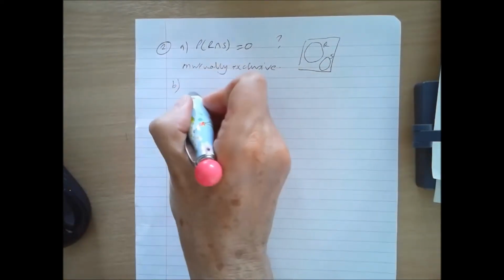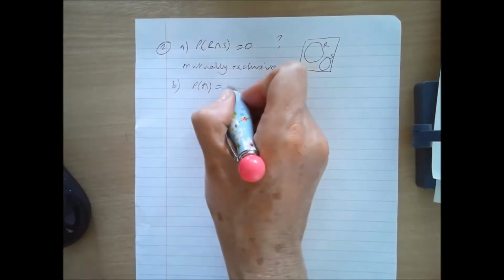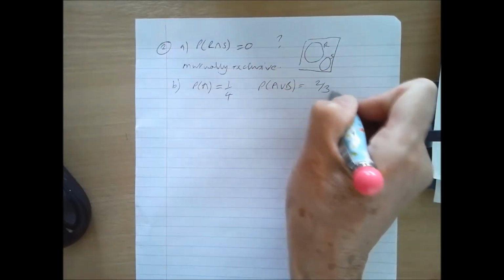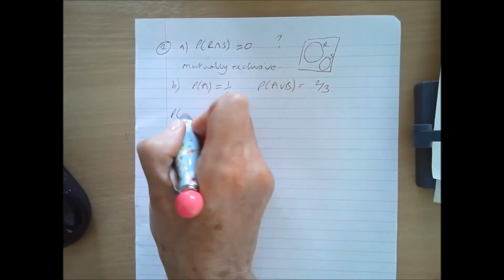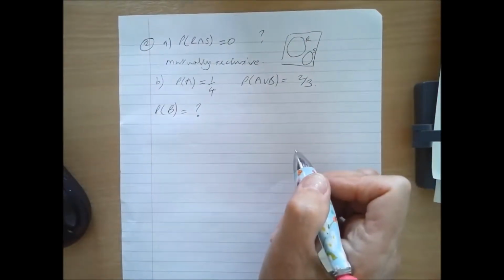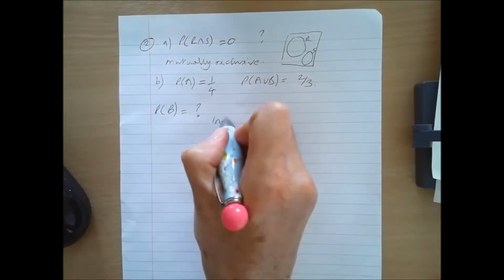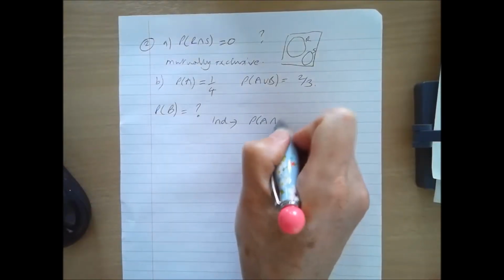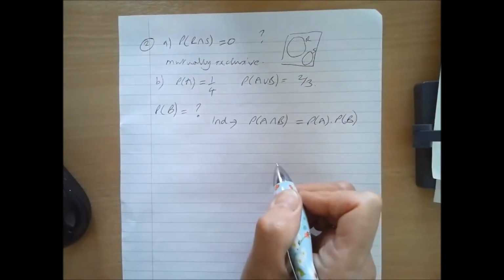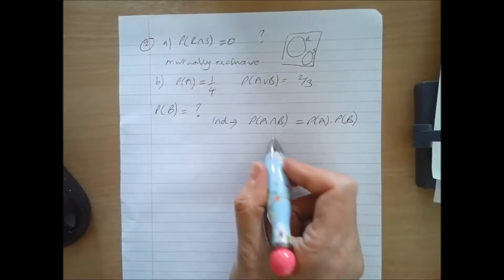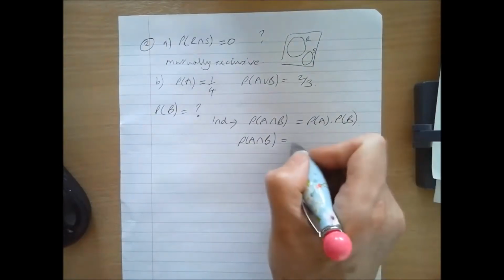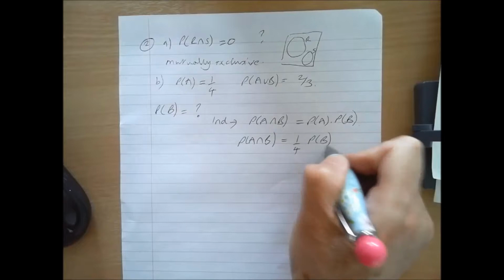In part B I'm given some information about probability. So I've got probability of A is a quarter, and the union of A and B, I've been given the fact that that's 2/3. And the first bit of the question, probability of B, I've got to find. Now the critical information here, noticing, is that A and B are independent. So independent means that the intersection of A and B is equal to the product. The events don't affect each other. So I can actually work out the intersection of A and B by getting the probability of A times the probability of B, which is unknown.